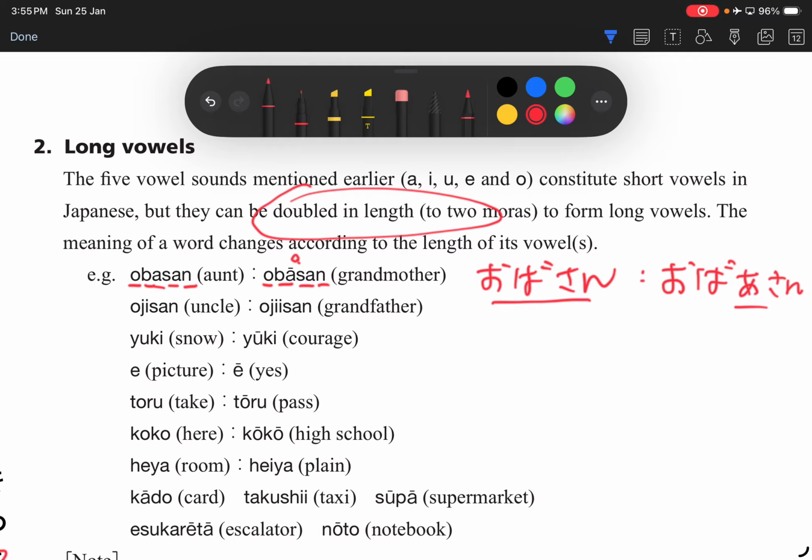Same for oji-san. Oji-san versus oji-san. Right, there's an extra I sound.